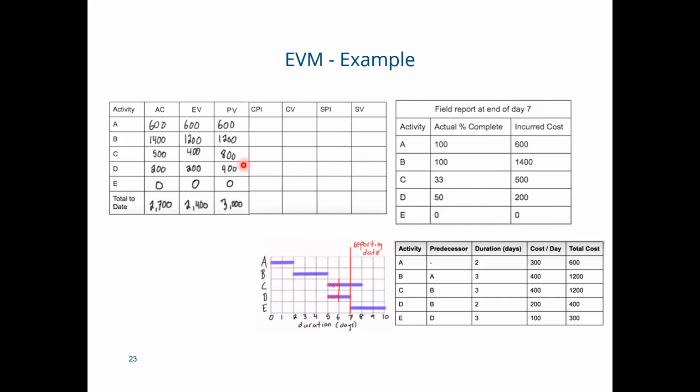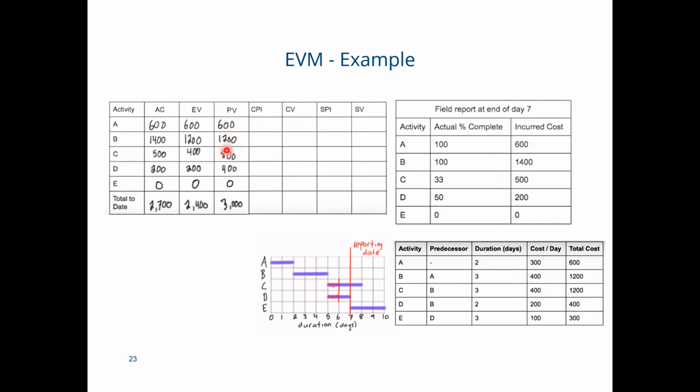Let's start with activity A. Its expected total cost is $600, and we are expecting it to complete before day 7. So the planned value for activity A is $600. Similarly, for activity B, we are expecting it to complete before day 7, and the budgeted planned value for activity B is 1200. So we write 1200 here.